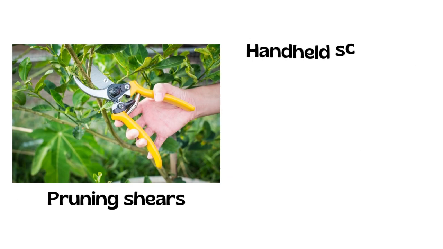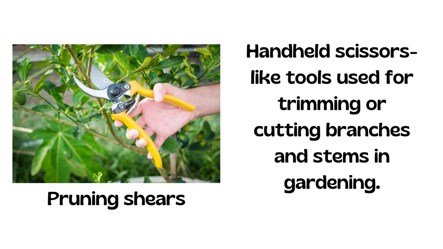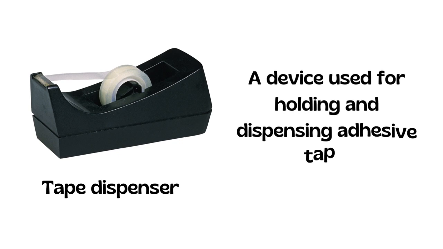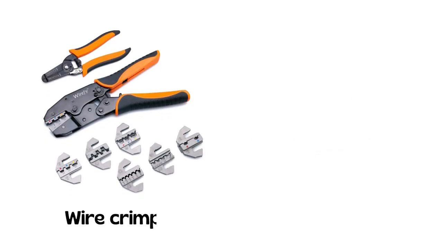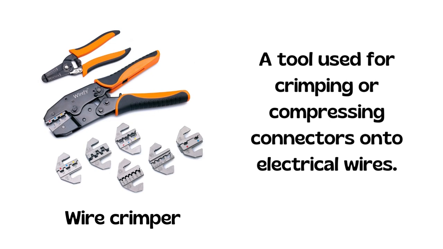Pruning shears, handheld scissor-like tools used for trimming or cutting branches and stems in gardening. Tape dispenser, a device used for holding and dispensing adhesive tape. Wire crimper, a tool used for crimping or compressing connectors onto electrical wires.